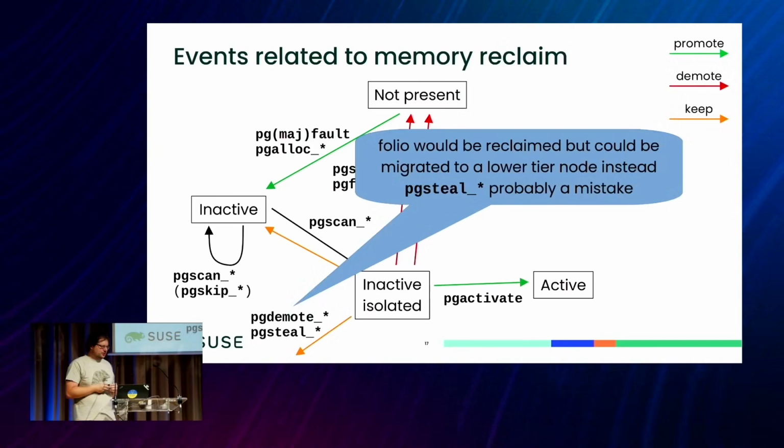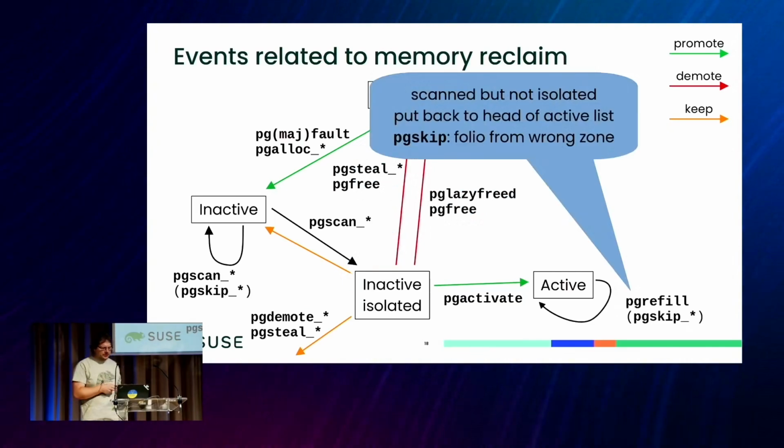Now the new thing is we have memory tiering, so if there is a NUMA node that's considered the lower tier of the current node and it has enough space, instead of reclaiming the page, we might migrate it to that other node, and there's a pgdemote counter for that. For some reason, it also increments the pgsteal, which I think is a mistake, because initially there was no pgdemote counter and it was pgsteal, and now there's the counter. It doesn't make sense to say it was reclaimed when it was just migrated.